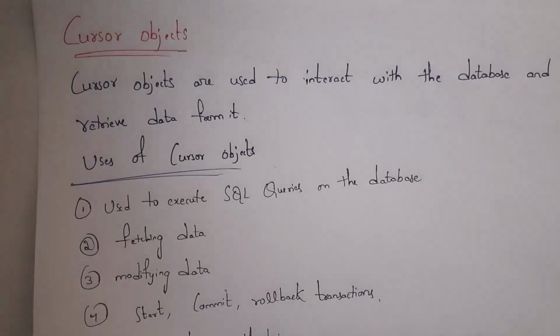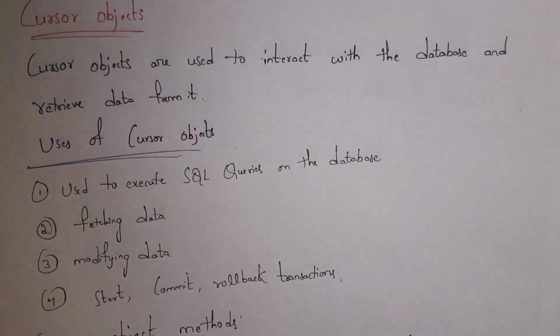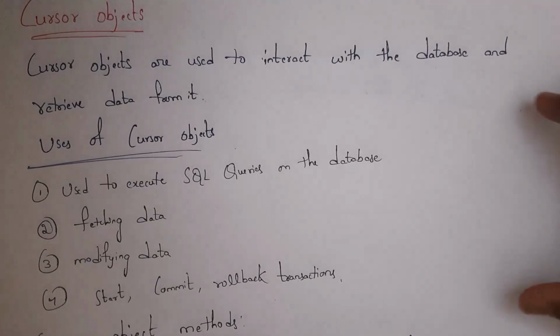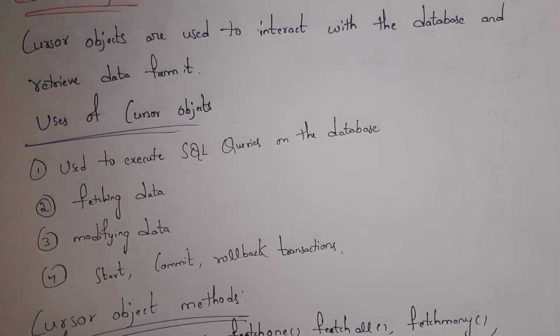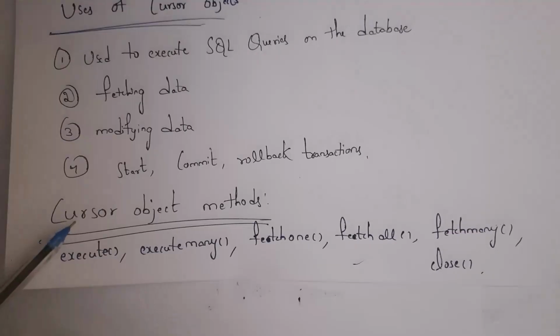Next, I will explain cursor object methods and attributes. By using a cursor object, we can interact with the database and we can retrieve data from the database. These are uses of cursor object. First one is, by using a cursor object, we can execute SQL queries on the database and also we can fetch data, we can modify data and we can also perform start, commit and rollback transactions by using cursor objects. These are various cursor object methods.